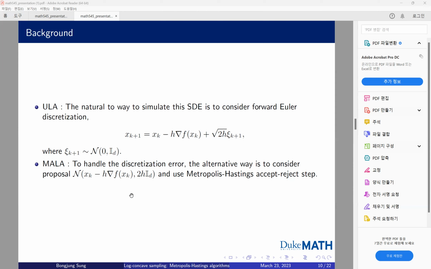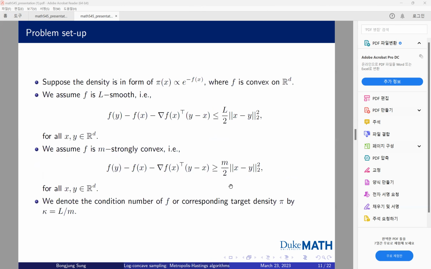Unlike ULA, MALA handles the discretization error by considering a modified proposal with the Metropolis-Hastings accept-reject step. We also introduced some problem setup in this paper. Basically, we assume the target density to be log-concave, with f equal to minus log π, where f is L-smooth and m-strongly convex. We also define the condition number of f, or the corresponding target density π, by κ equal to L over m.